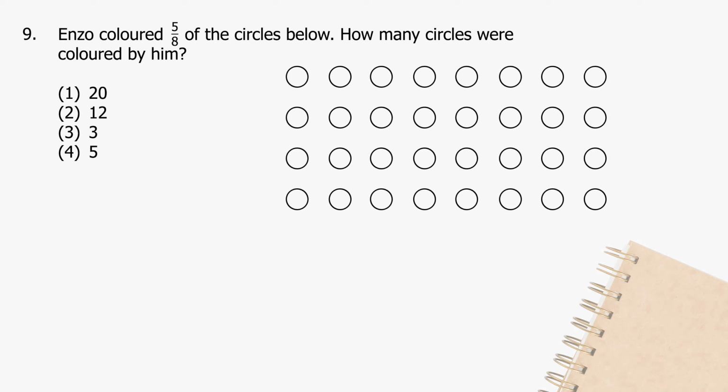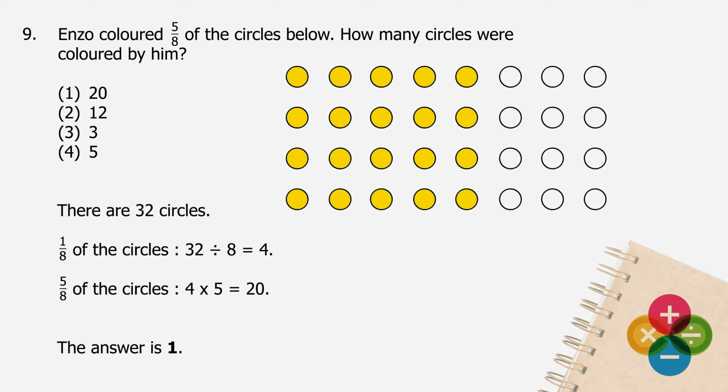Question 9. Enzo colored 5/8 of the circles below. How many circles were colored by him? There are 32 circles. 1/8 of the circles will be divide 32 by 8, and the quotient is 4. 5/8 of the circles will be multiply 4 by 5, and the product is 20. The answer is 1.